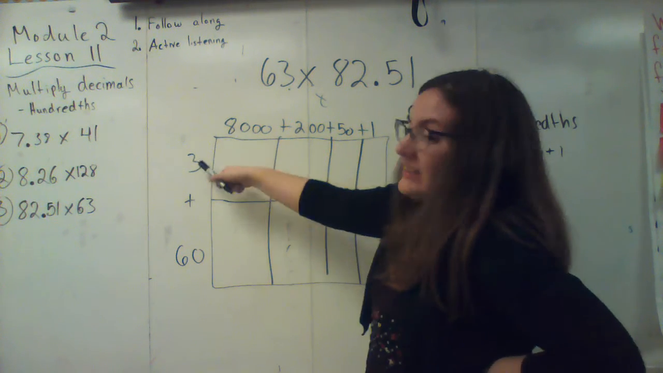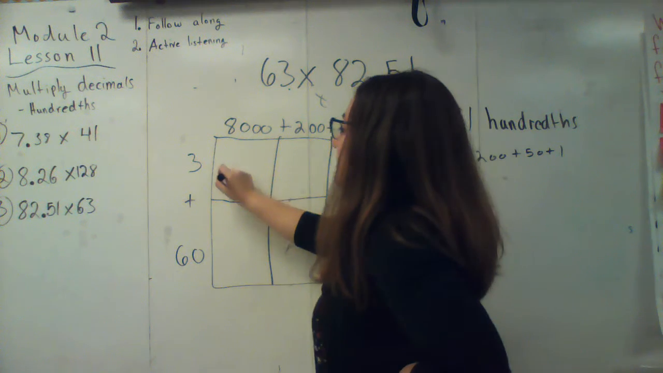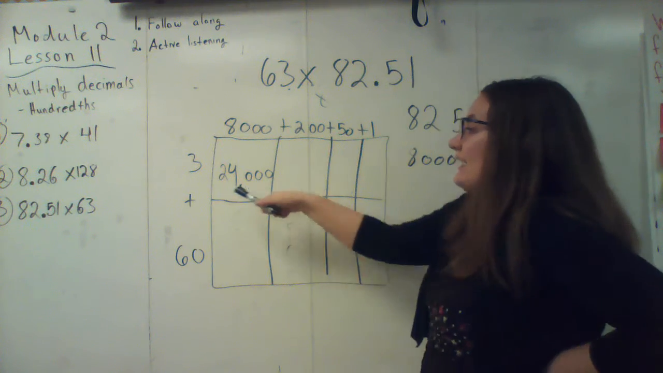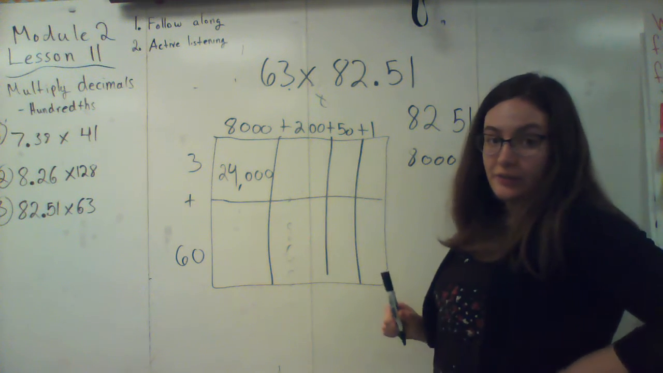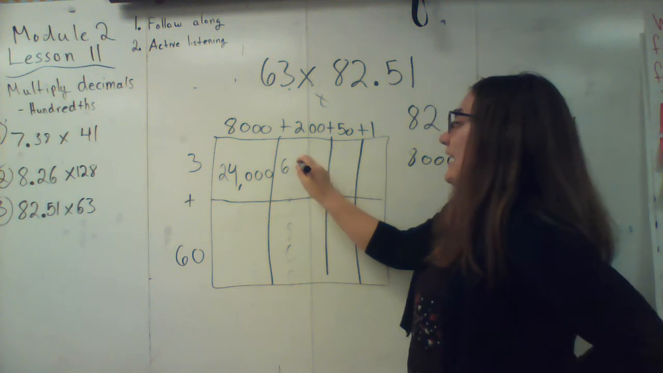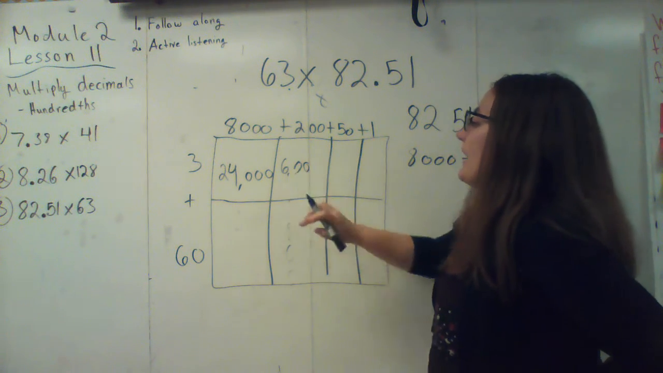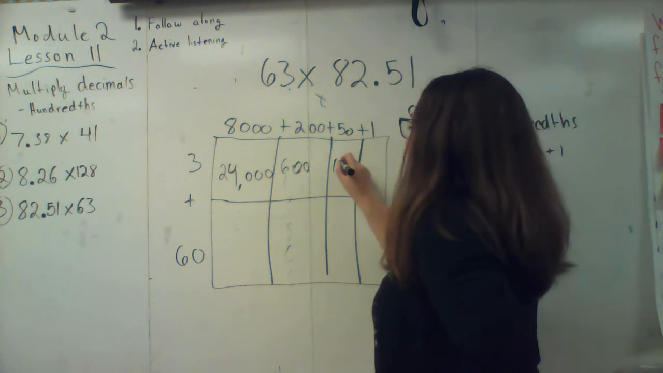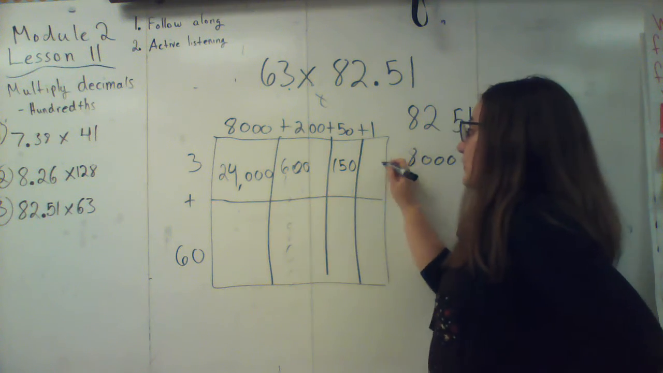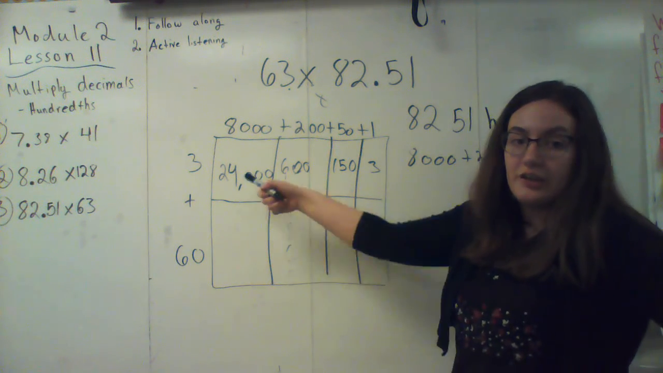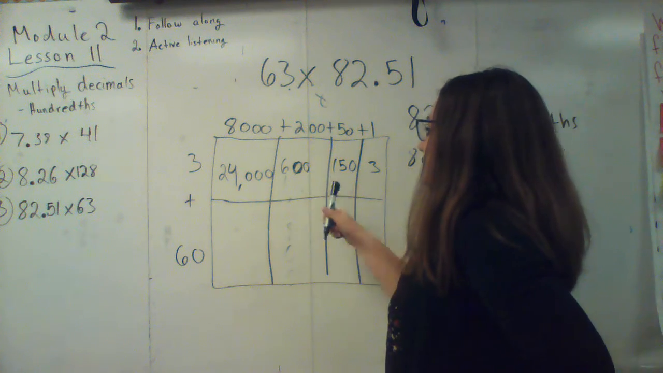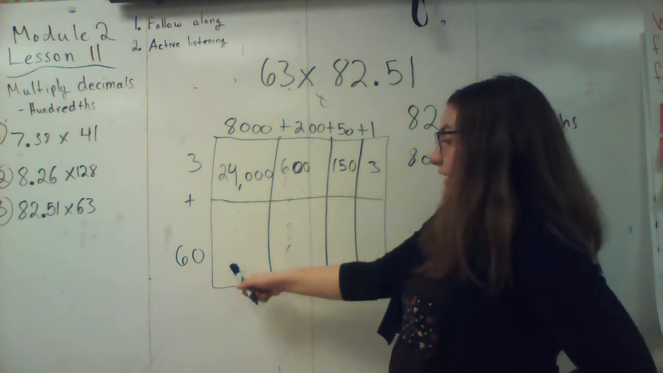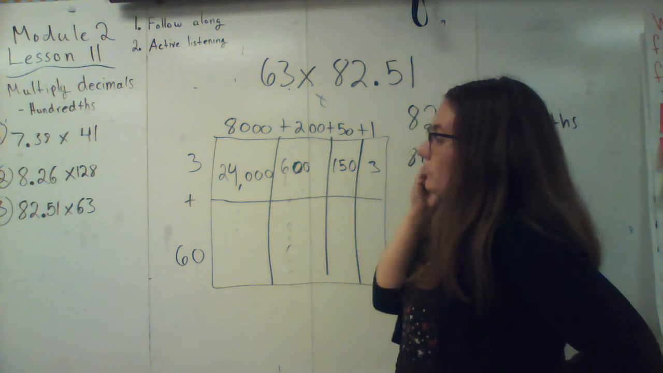I have 8,000 times 3, so I think of that as 8 times 3, which is 24. Then I add 3 zeros, 1, 2, 3. Then I do 3 times 200, so I think of that as 3 times 2, which is 6. And then I add 2 zeros. And then after that, I need to do 50 times 3, so 5 times 3 is 15. And then I add 1 zero, and then 3 times 1, which is 3. So your first number should be 24,600, 150, and 3.